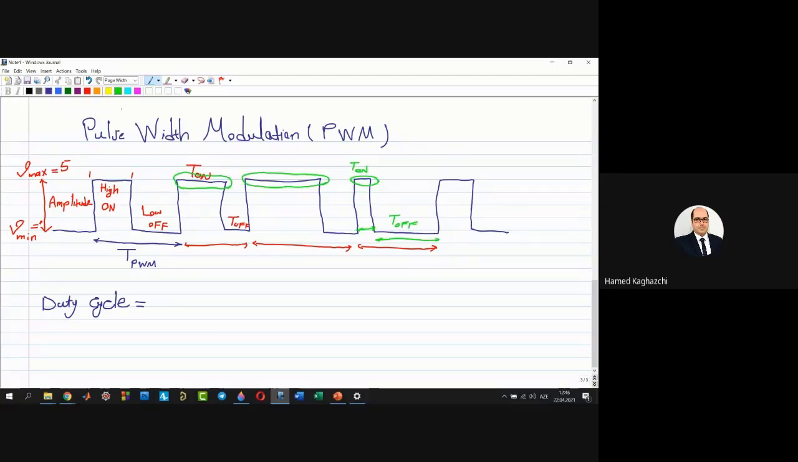If my T on, the high time, for example, is 6 milliseconds, this duration, and this duration is 4 milliseconds, it means that my T PWM is 6 plus 4, 10 milliseconds, because this is one cycle. One cycle is one period.